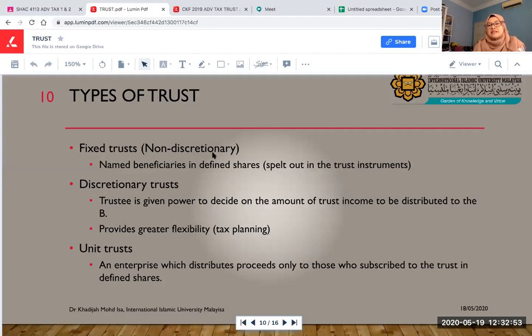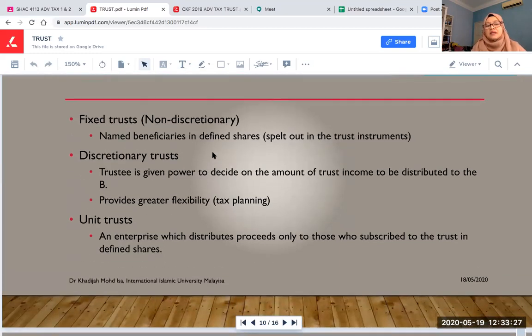Of course there are pros and cons. If the trustee does not like a beneficiary, the trustee can give very little. But it also provides greater flexibility. It depends on the situation, case by case. Maybe beneficiary one needs more than beneficiary two, for example, so the trustee believes they should give more to one rather than less to beneficiary number two. It depends on the situation.